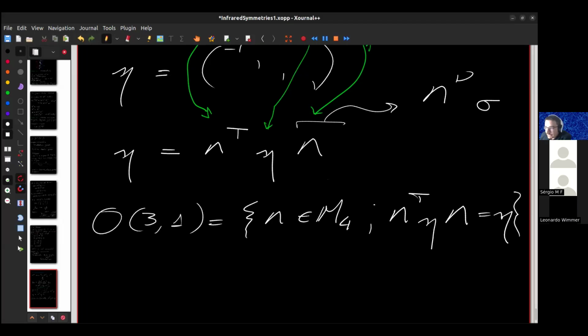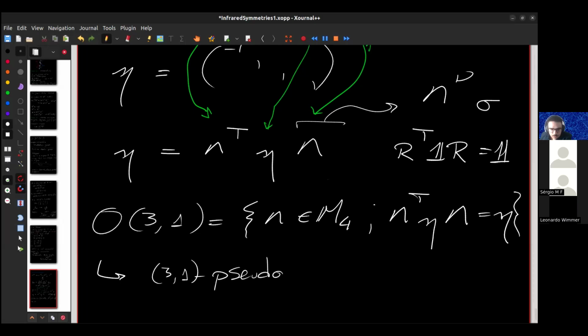Notice this is very similar to what we had with rotations. So with rotations, we had R transpose identity R equals identity. So now I have this slightly different thing. And this is what we call the (3,1) pseudo-orthogonal group.